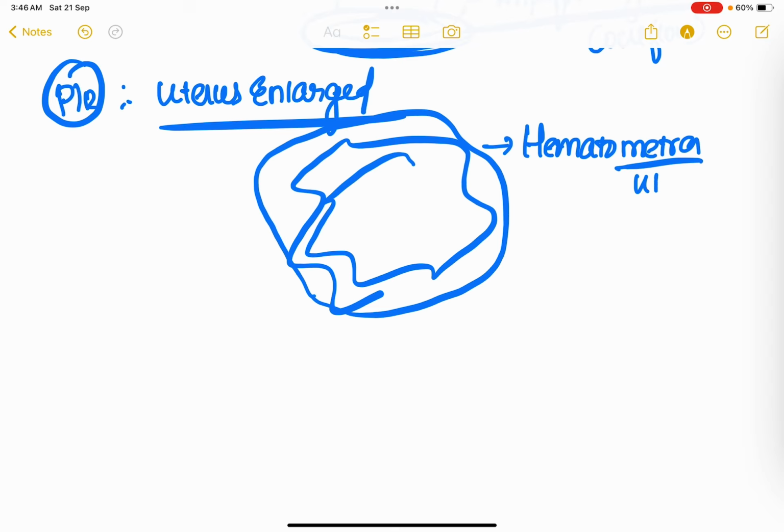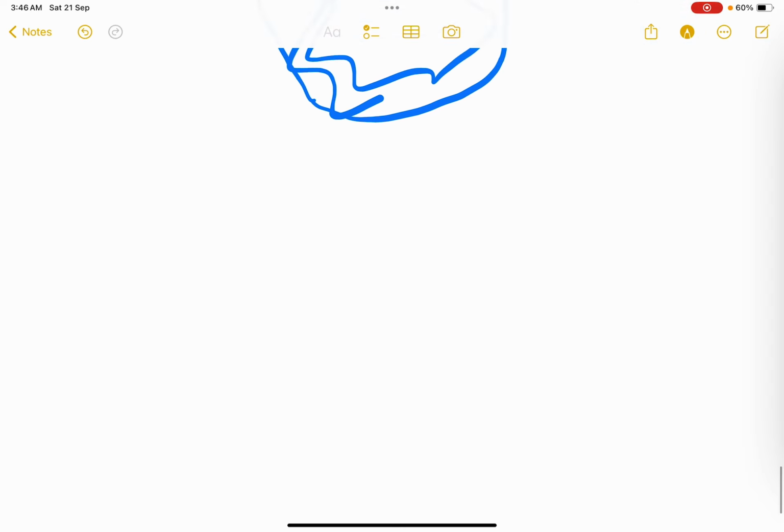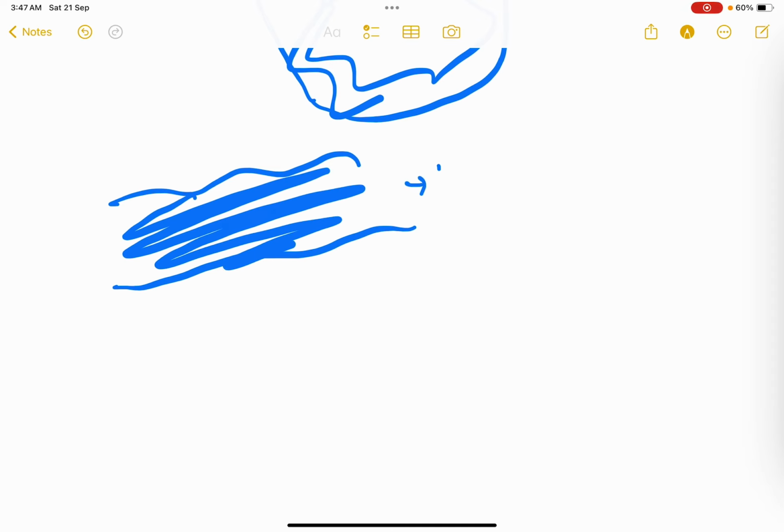Metra means uterus, right? Or else it can get collected in the vagina as well. So the blood can be collected in the vagina, which is termed as hematocolpos. Colpos means vagina, right? Hematometra and hematocolpos, right?